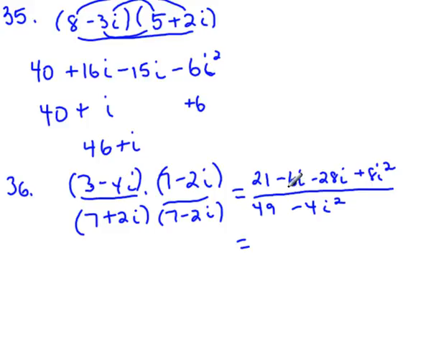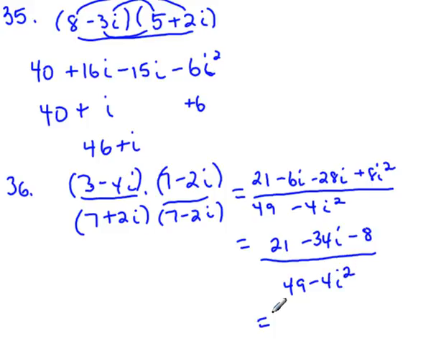Okay, so now I combine these two like terms. Minus 6i minus 28i is minus 34i in the center. It starts with a 21. And that i squared changes that sign, so that just becomes minus 8 instead of plus 8i squared, over 49 minus 4i squared.